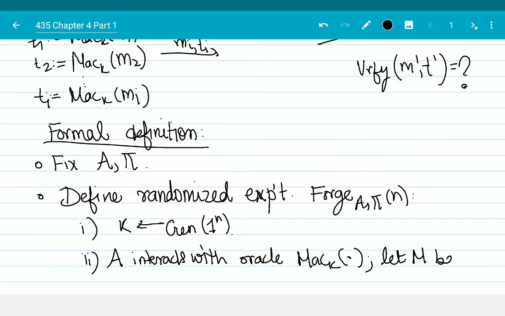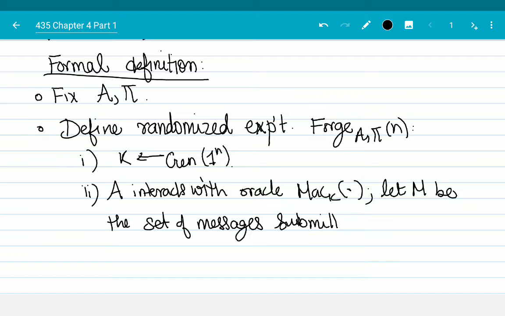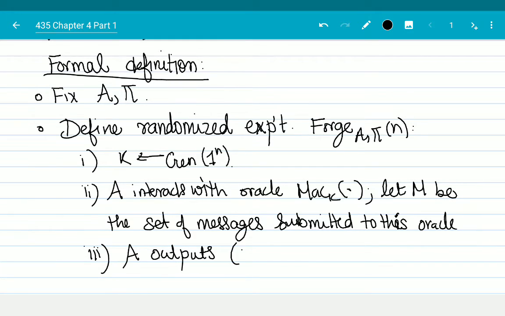Let M be the set of messages submitted to the Oracle. So M is a set of messages that I have submitted to the Oracle. Okay, this is important. A outputs M comma T.